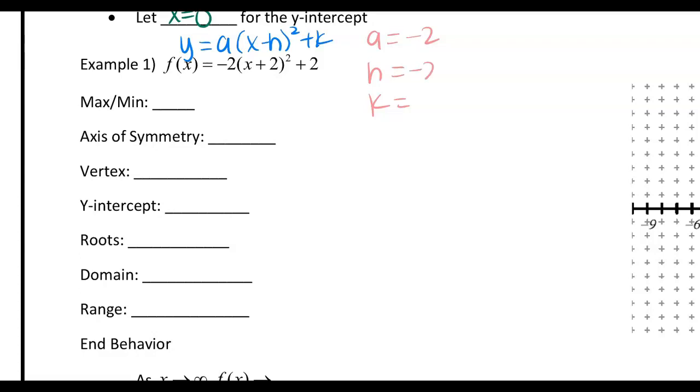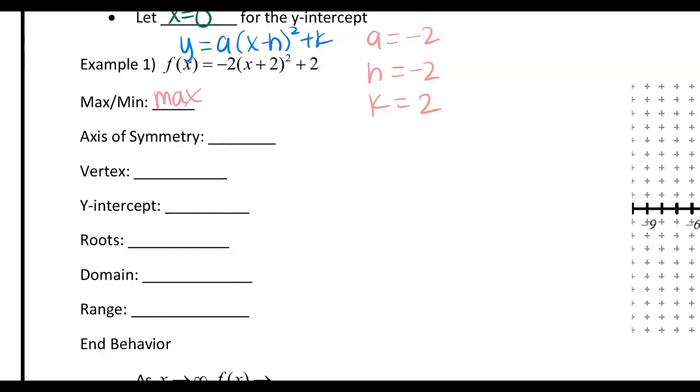-2. Take out the opposite sign. That's next to x. And what about k? +2. So, Michelle, what's the a value again? And that negative means what type of min or max? Which one? Max. It's going to open down.